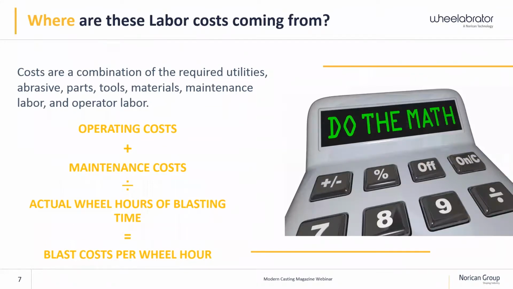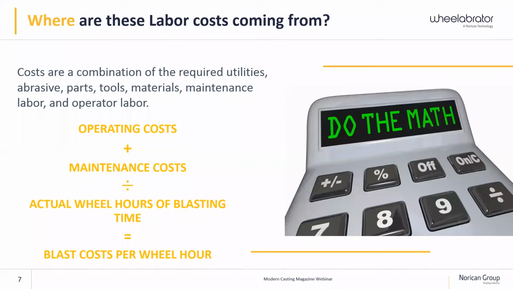When it comes to labor, it's a combination of the utilities and power to run it, the air, the abrasive, parts, tools, materials and maintenance, labor, and then the operator costs. If you wanted to figure out exactly how much that machine is costing you to run, there's a simple formula for it right there.